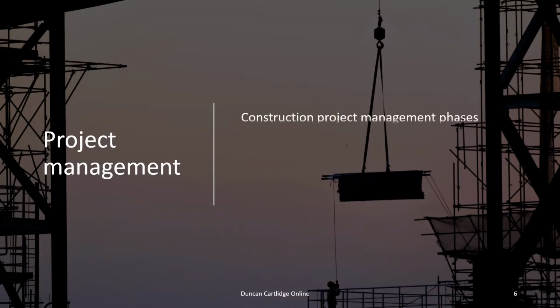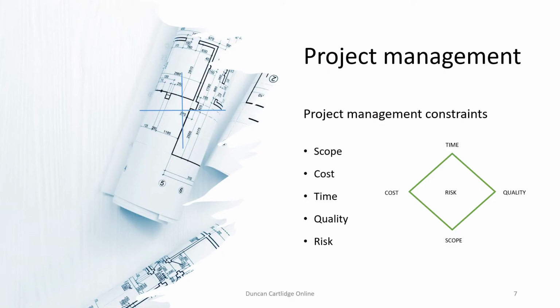From the construction project manager's point of view, the construction process can be divided into 4 sections, as listed on this page, from pre-construction right through to building occupation. The 4 traditional constraints that influence a project manager's role are shown on this page. Added to the list is a 5th, risk. The impact of risk is discussed in a later video.